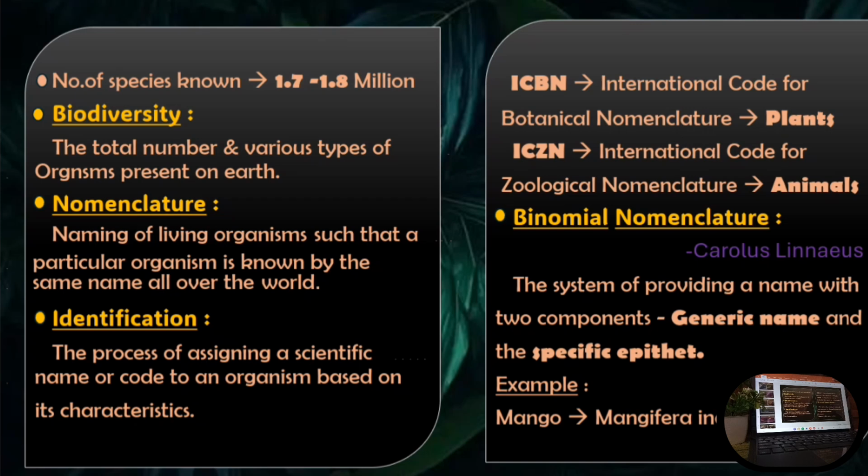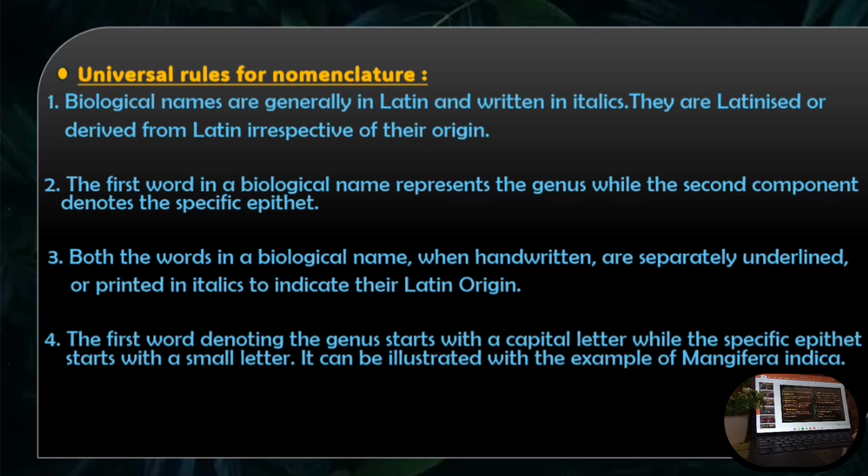For example, for mango, its binomial nomenclature name is Mangifera indica, where Mangifera represents the genus and indica represents the specific epithet. And next are the universal rules for nomenclature. The first rule is biological names are generally in Latin and written in italics. They are Latinized or derived from Latin irrespective of their origin.